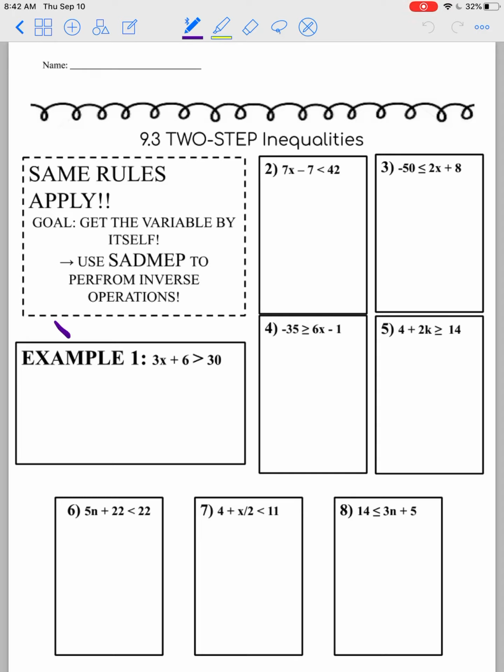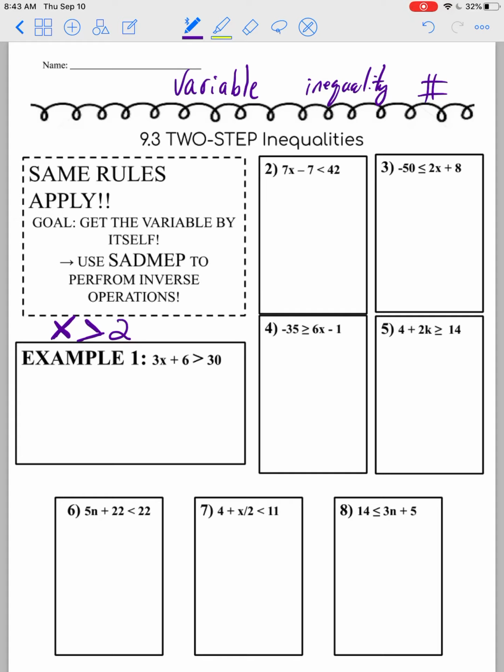You want to have your final answer with x on the left, and then your inequality, and then the number. If it's not like that, it's wrong. You need to read it: the variable, inequality, number. Variable, I'm going to write it up here, variable, inequality, and then the number. That's the order it has to be in.